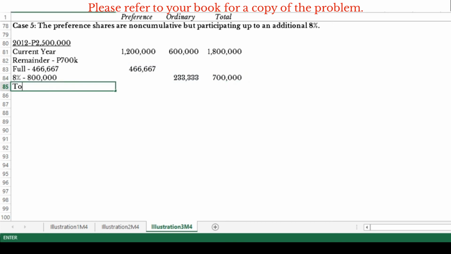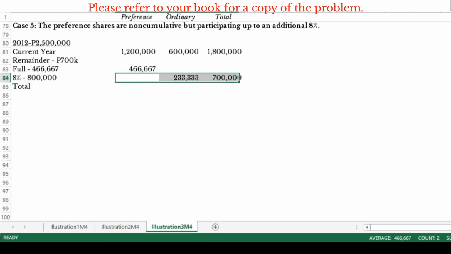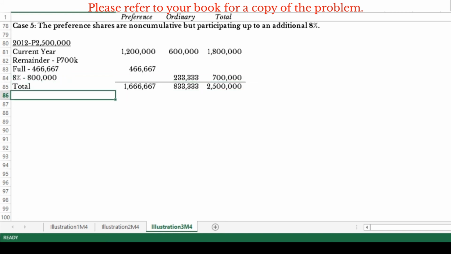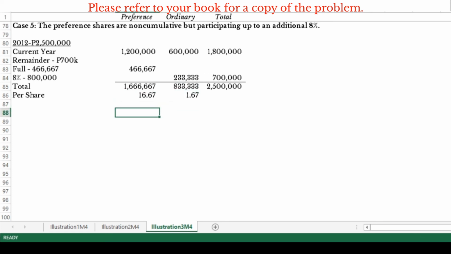So ang total niyan per class of share would be, okay, so 1,666,667 for the preference, and for the ordinary, 833,333. So let's compute the per share values. So divide natin to by 100,000 shares, and this one divide natin by 500,000 shares. So that would be 16.67 and 1.67.